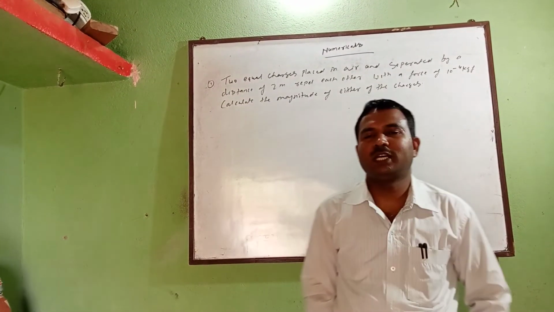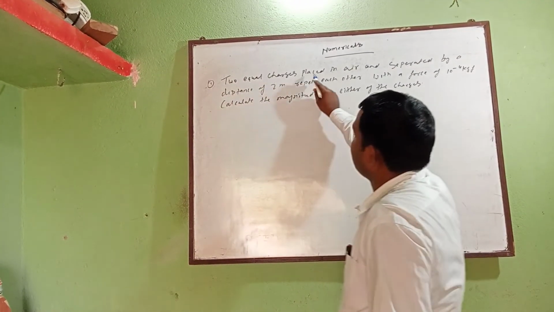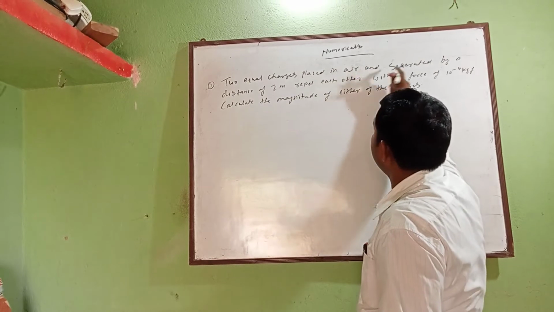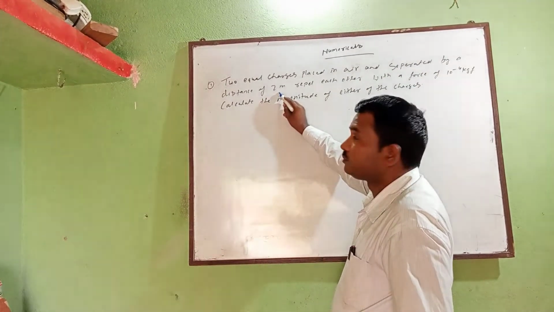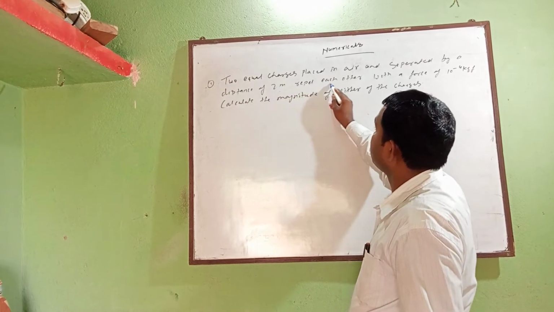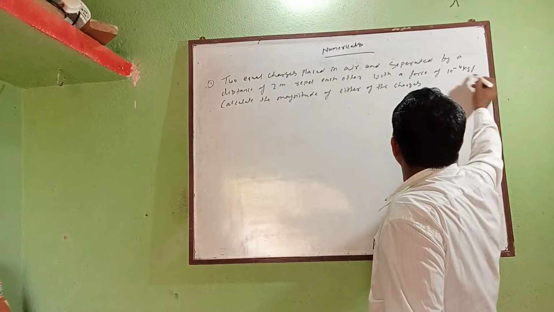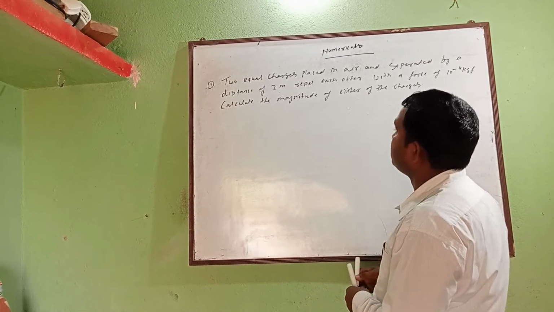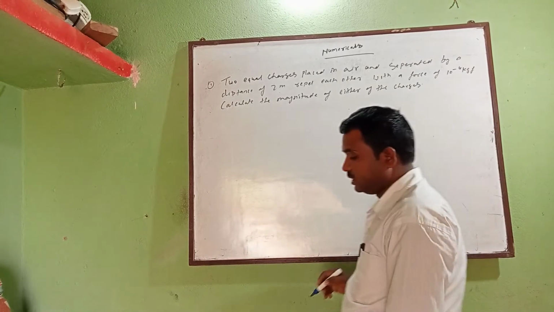Hello student, now we have the next question that you can see here. Two equal charges placed in air and separated by a distance of 2 meters repel each other with a force of 10 to the power minus 4 kgf. Calculate the magnitude of either of the charges.